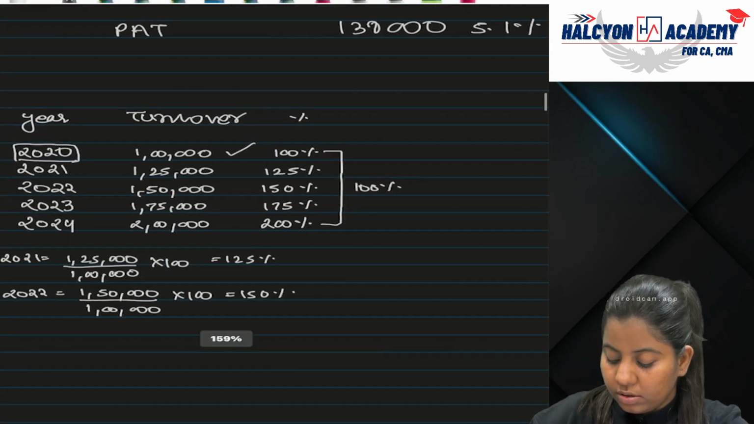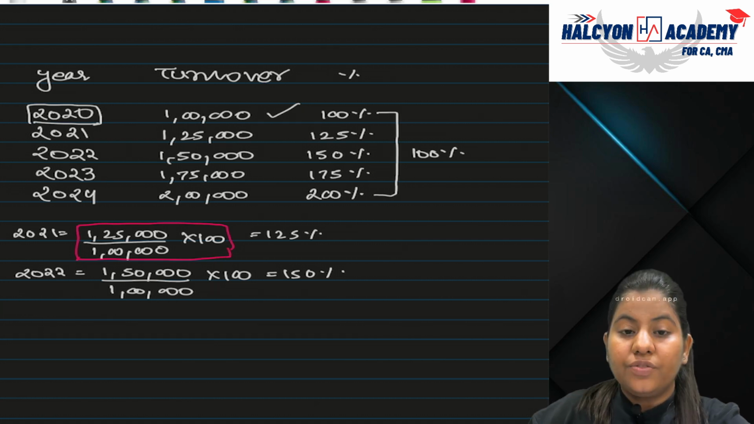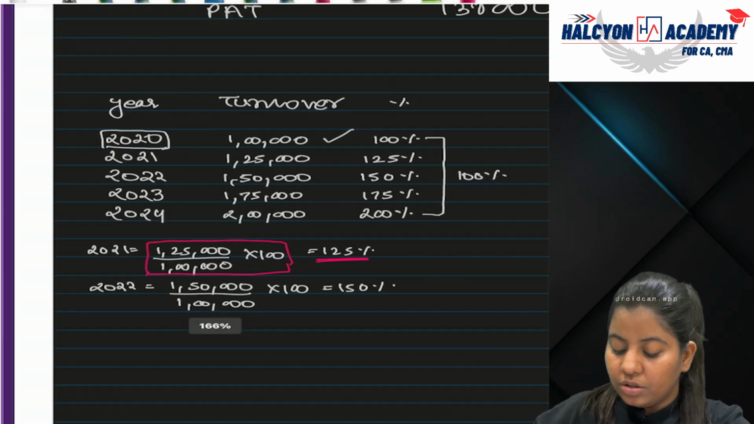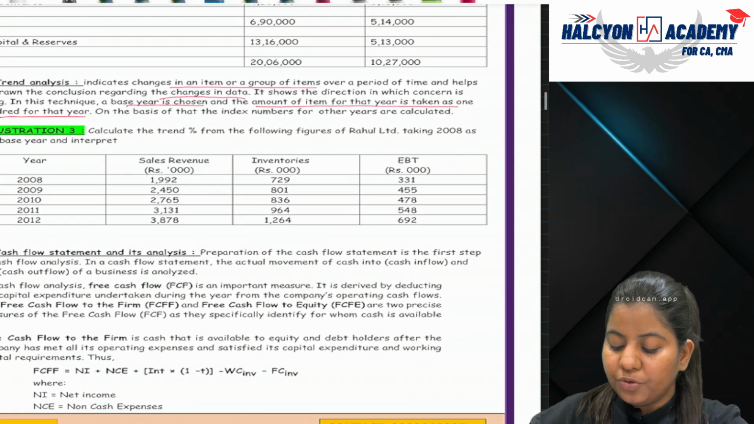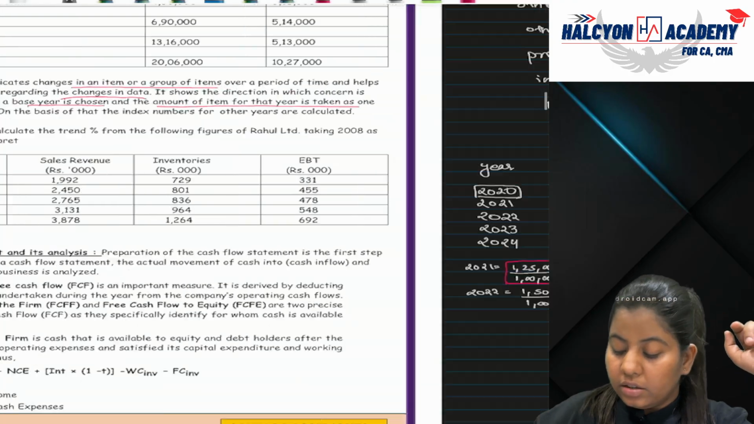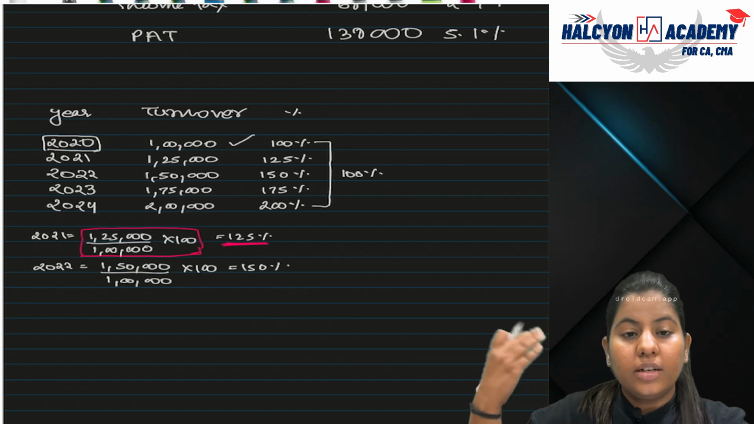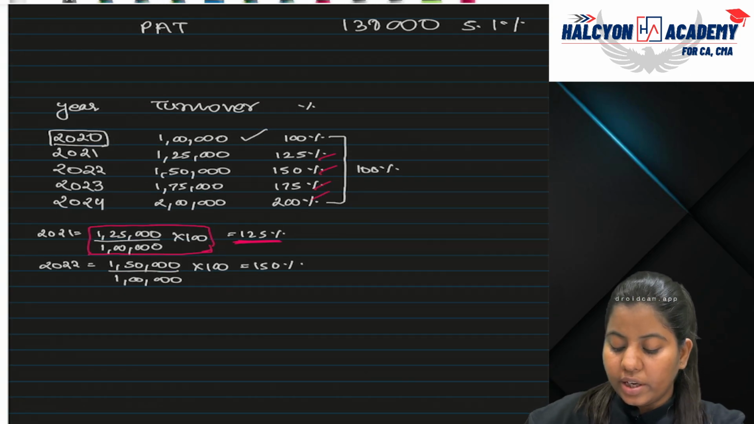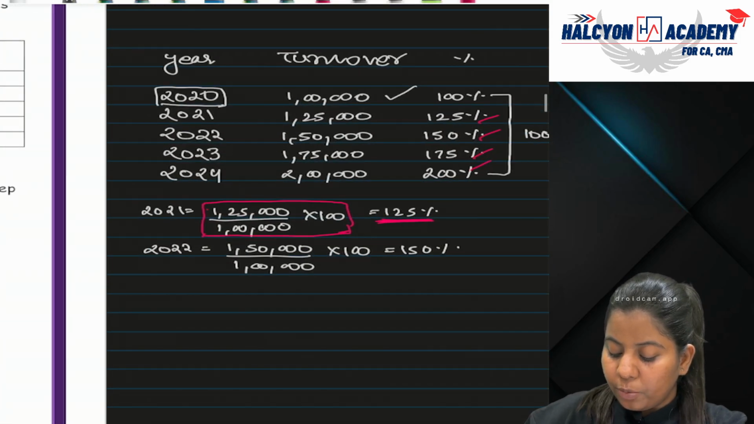So this thing, what we were doing, this is index. We are finding out the index, this trend percentage. On the basis of that, index numbers for other years are calculated. We are doing this to find out the index number for other years. These are index. Okay. And this is the formula for index.